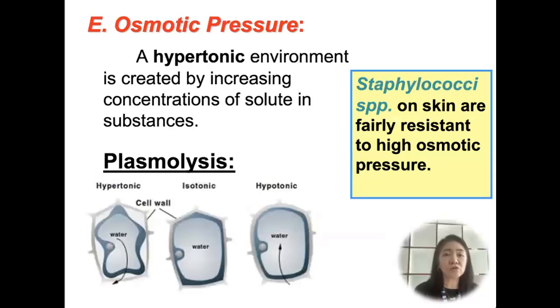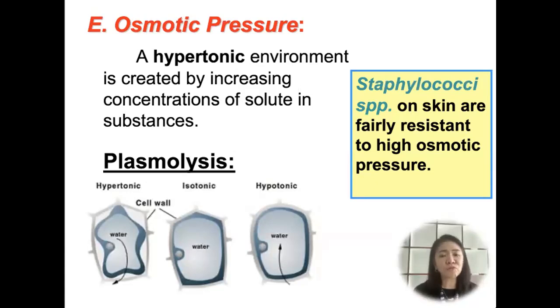Then we have osmotic pressure. So, osmotic pressure, okay, lalo na pag nasa hypertonic environment, will promote plasmolysis. It will cause the organism to shrink. Okay? Ang cell membrane niya will shrink away from the cell wall, inhibiting growth and reproduction. Kasi walang communication between the two linings.